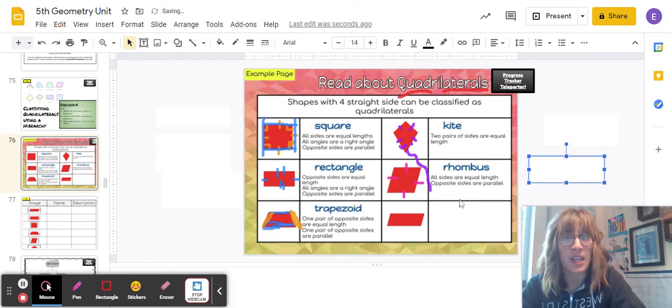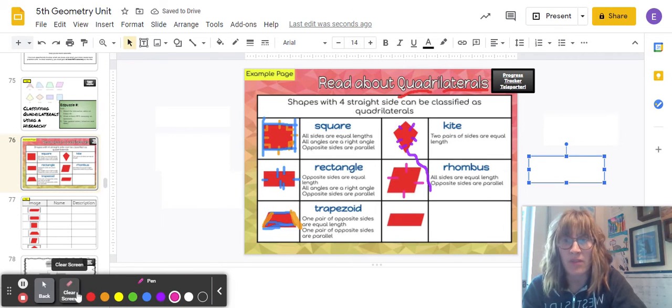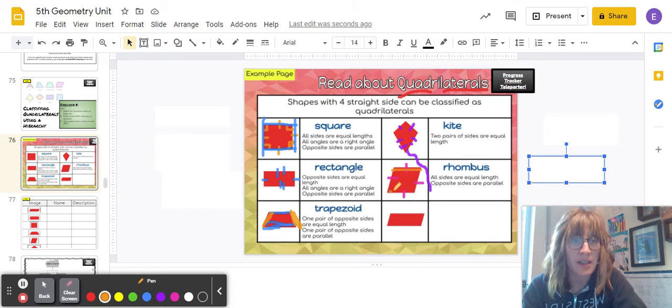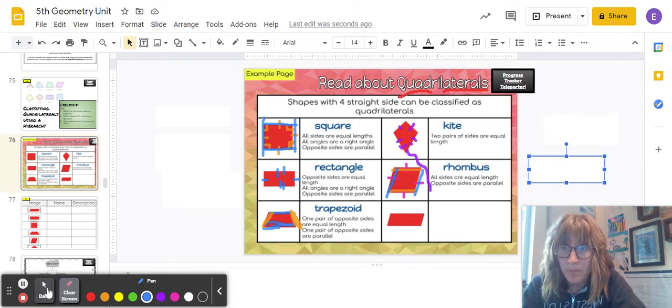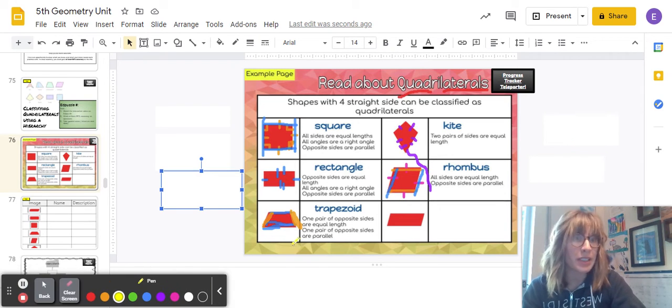So in a rhombus, all sides are the same length. And just like in a square, we have the opposite sides are parallel. So it has two sets of parallel sides. These are parallel, and then these guys are parallel. And finally, down here, we've got a parallelogram.